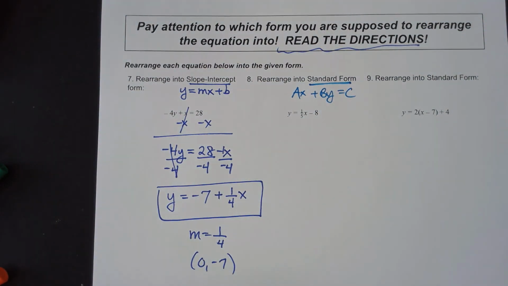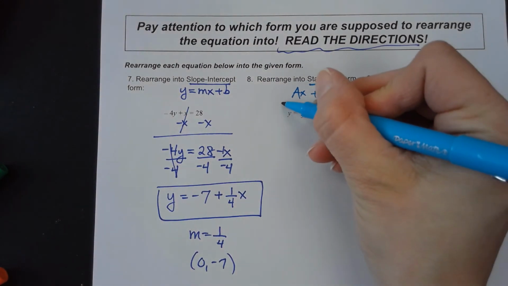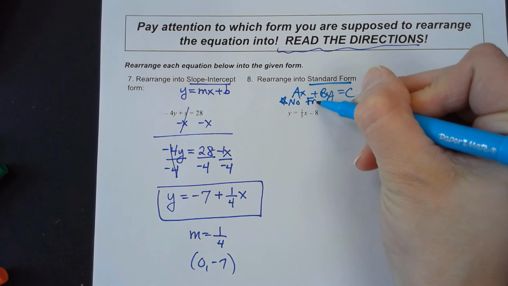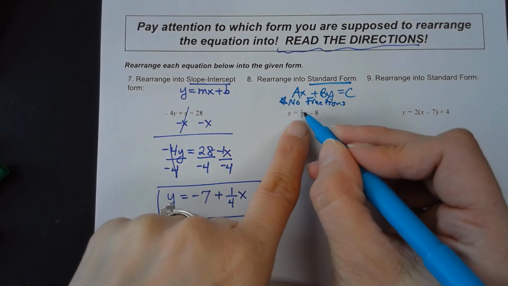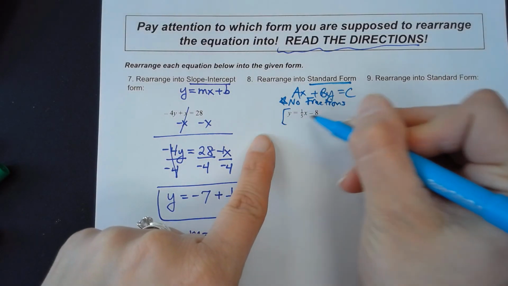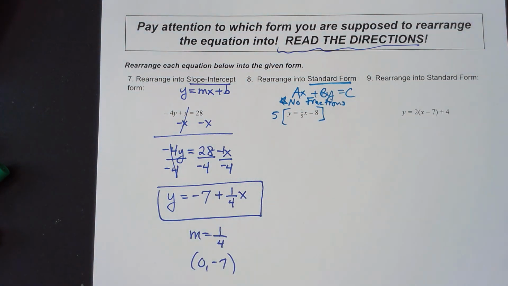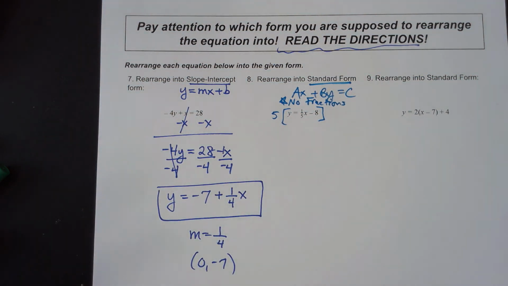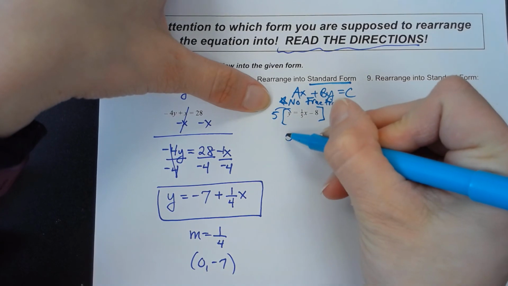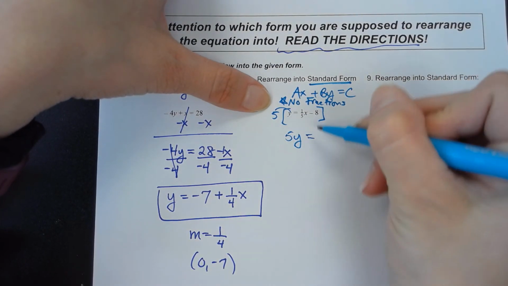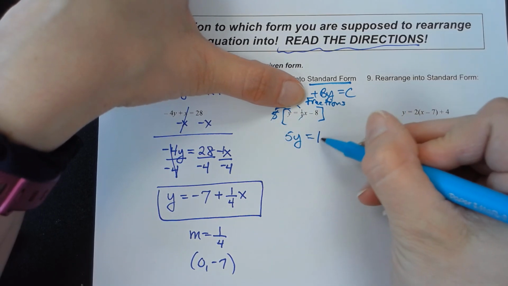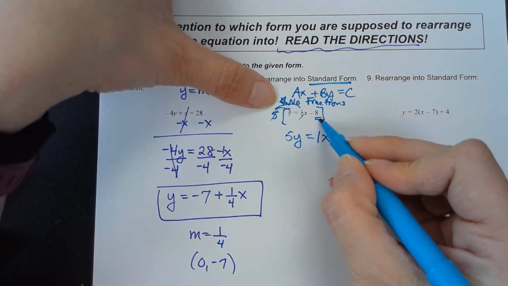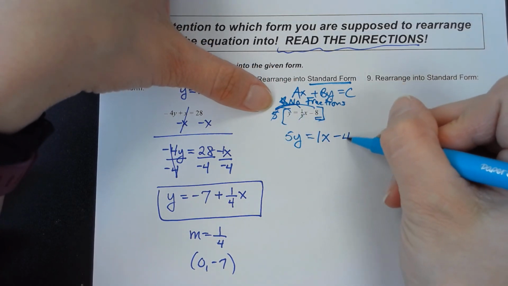So after you read the directions, put your equation down. And remember, this is the one that has no fractions. So the first thing we're going to do is get rid of the fractions. I see divide by 5. So the entire equation is going to get multiplied by 5. Who gets multiplied? They all get multiplied. 5 times y equals, right here, the 5's cancel, and you only have 1x. Don't forget this last guy. 5 times negative 8 is minus 40.